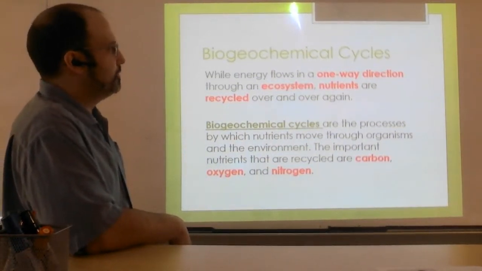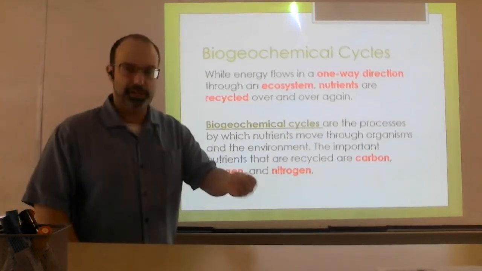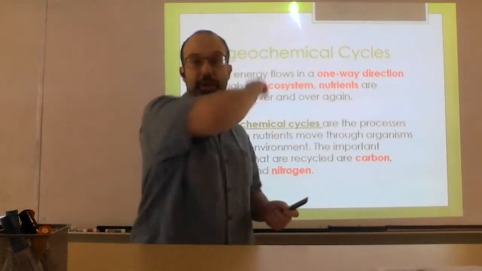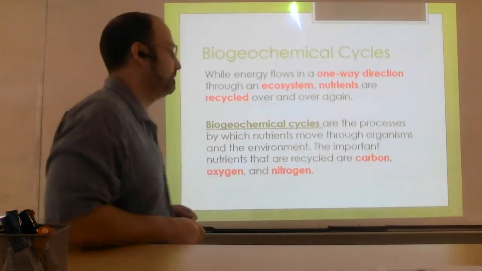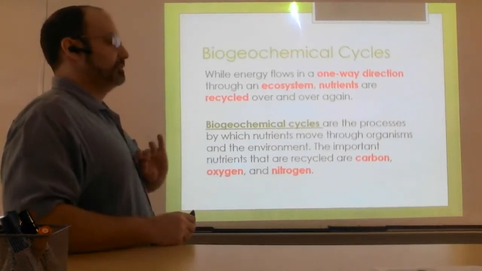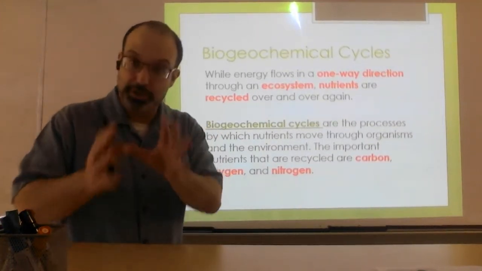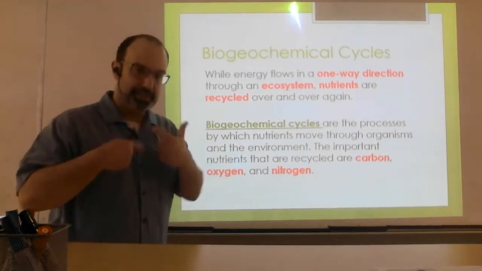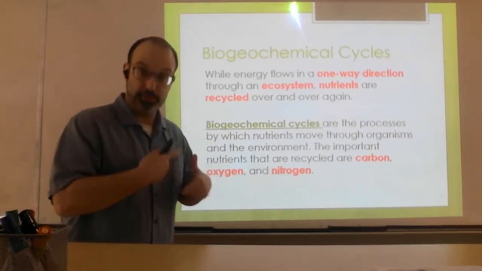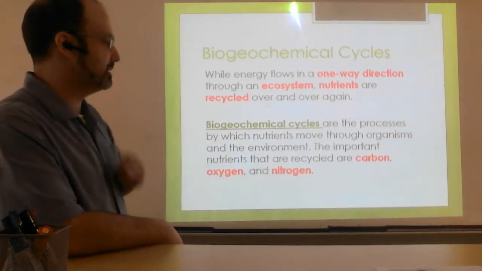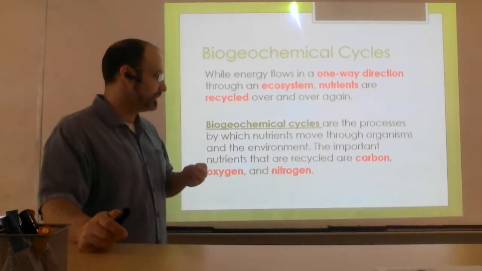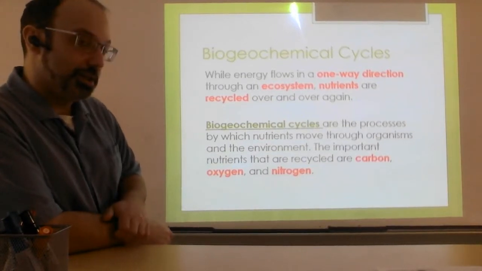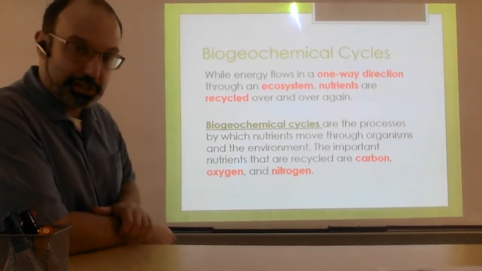Biogeochemical cycle. Oh boy. While energy flows in a one-way direction through the ecosystem, from the sun to the producers, to the primary consumers, to the secondary consumers, all the way up until it gets to us, at whatever point we decide to step in, nutrients are recycled. Abiotic nutrients, so non-living nutrients, are recycled throughout the system. These recycling cycles are called the biogeochemical cycle, the process by which nutrients move through organisms and the environment. The important nutrients that are recycled are carbon, oxygen, and nitrogen. Those are the key ones that we're going to be looking at.